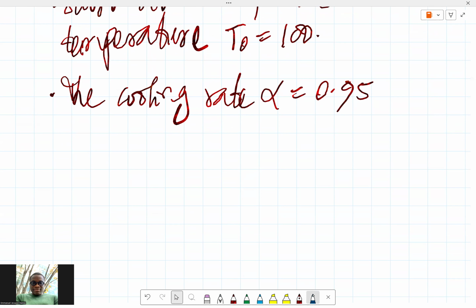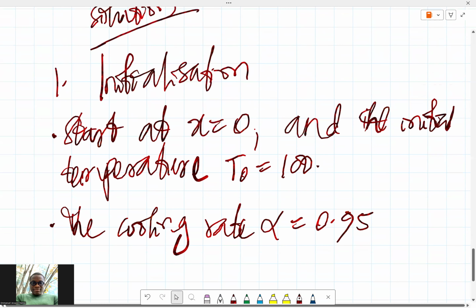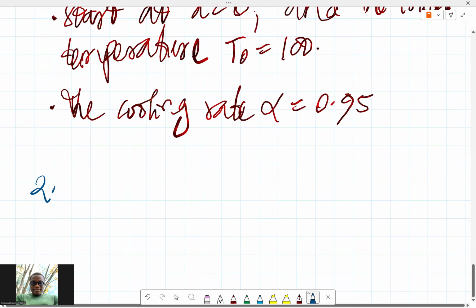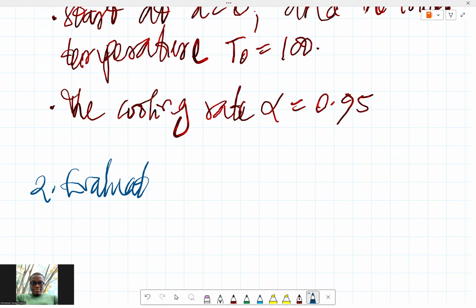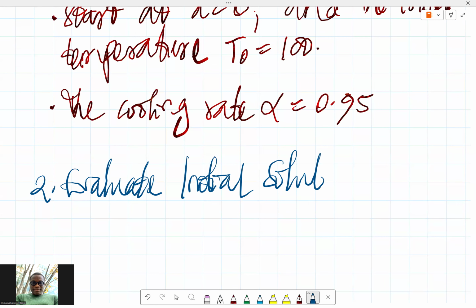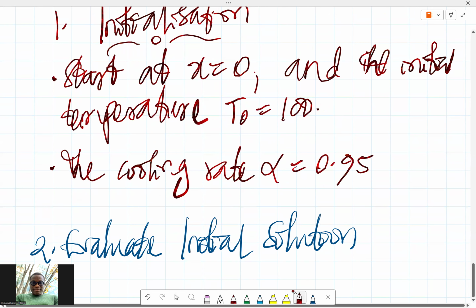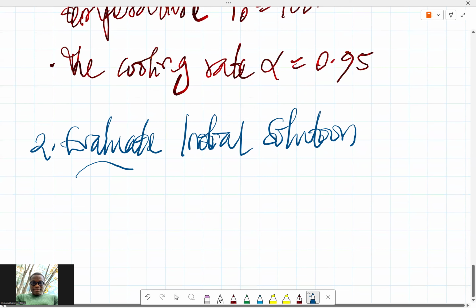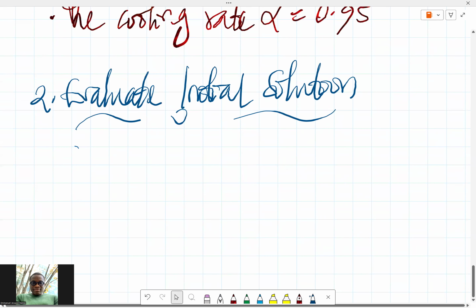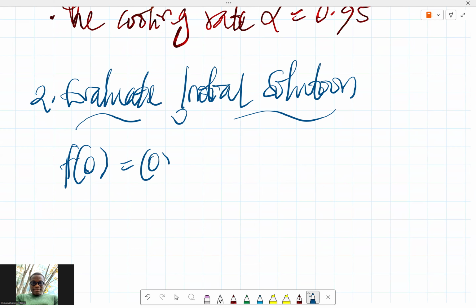That's step one. Step two, evaluate the initial solution, with the first set of parameter values, so to speak. Here we start with x equals 0. So f of 0 is 0 squared minus 4 into 0 plus 4, and that is simply 4.